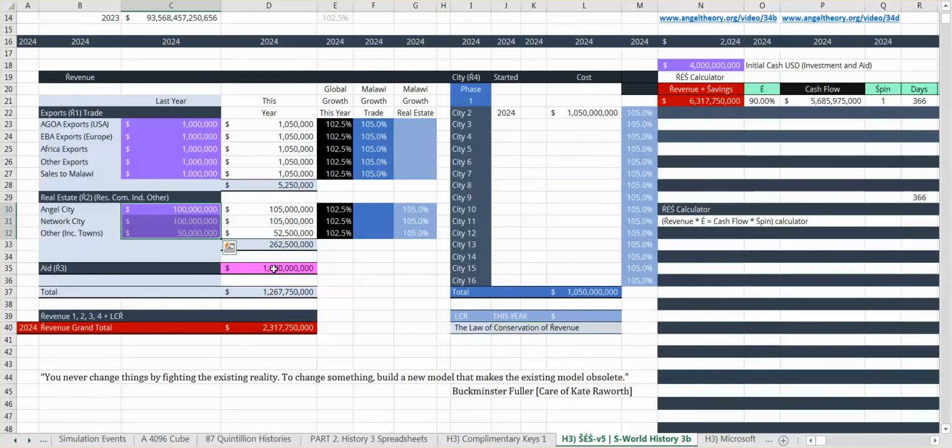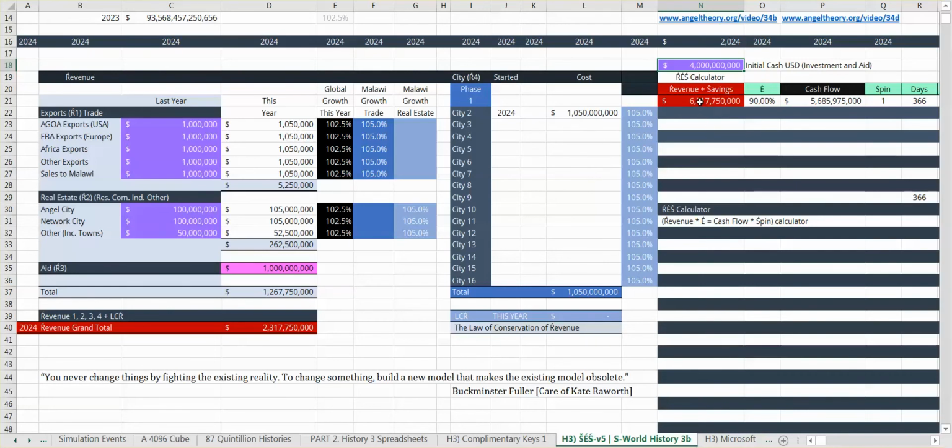Aid, there's a good argument for aid. There's a very good argument for the city sale or the suburb sale, and this is really where most of the money comes from. Well, most of the money comes actually from saving this and then spinning it, but initially this 1 billion a year for building a suburb in the city is where the money comes from. That said, in the first year we're starting off with a 4 billion cash flow.